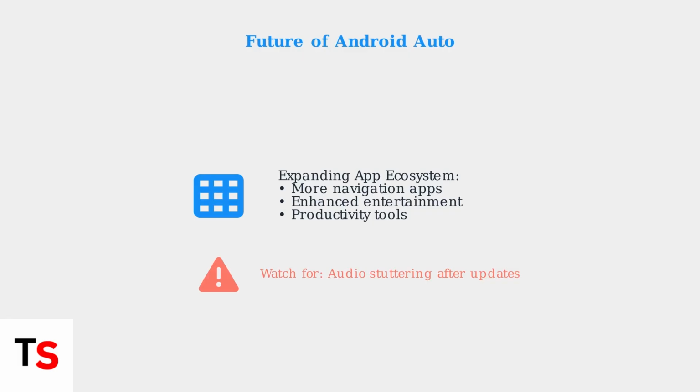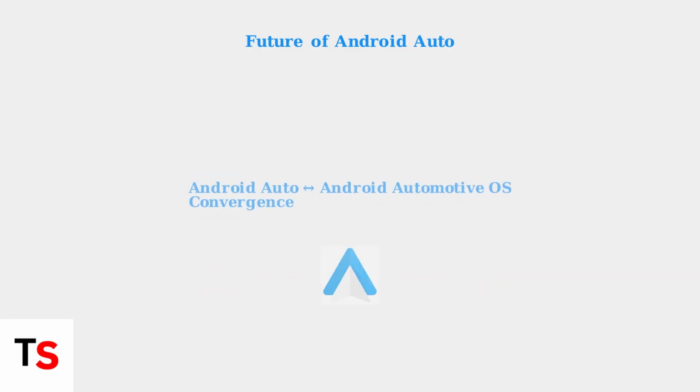However, be aware of potential issues like audio stuttering after updates. Finally, Android Auto is converging with Android Automotive OS, the built-in car operating system. This convergence will create a more seamless experience between phone-based and car-native Android systems.